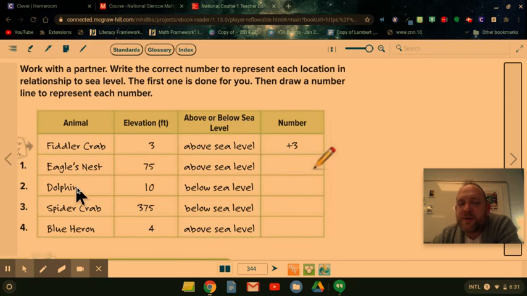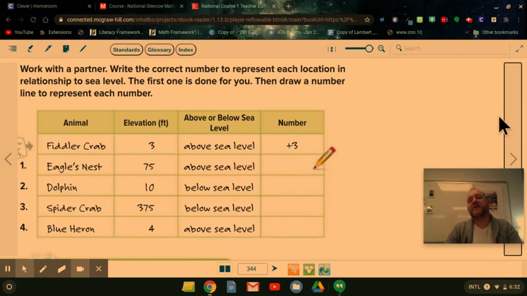All right. Number 2, a dolphin is 10 feet below sea level. What number would represent 10 feet below sea level? Type your answer in on the right. A spider crab, 375 feet below sea level. This guy lives way down there. Go ahead and write the number to represent that elevation right here. And last but not least, the blue heron, 4 feet above sea level. Type in your box. What would the number be that would represent 4 feet above sea level?